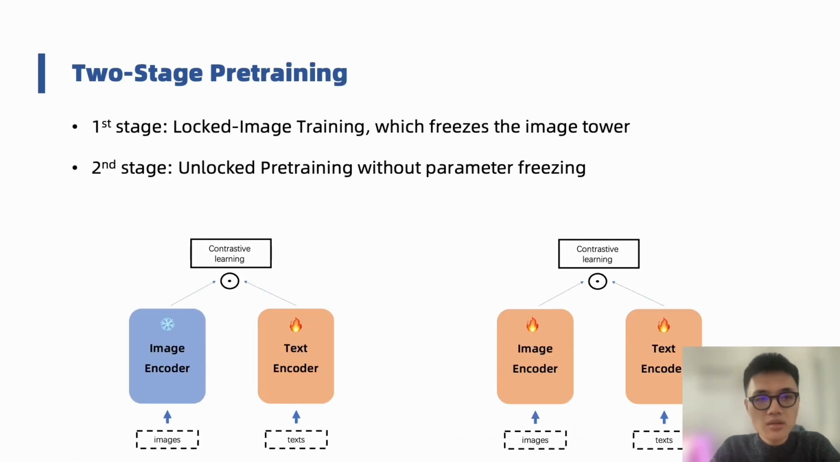As to the pre-training method, we apply 2-stage pre-training. In the first stage, we use locked image training, which freezes the parameters of the image tower. This is because we use the initialization of CLIP ViT and RoBERTa Chinese. So in the first stage, we pull the representation of the text encoder closer to the successful CLIP ViT. And then we unlock the parameters and make them trainable so that the pre-trained model can adapt to the knowledge of the Chinese data.